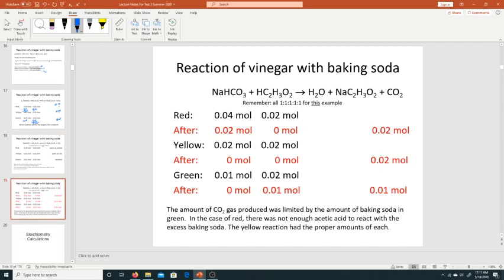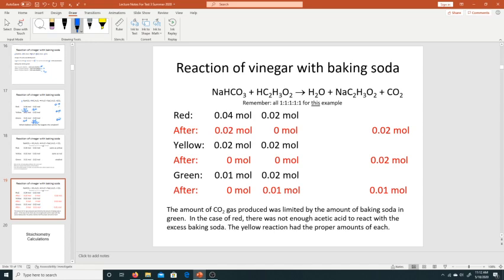And this shows exactly the same thing. The amount of CO2 gas produced was limited by the amount of baking soda in the green balloon. In the case of the red balloon, there was not enough acetic acid to react with the excess baking soda, and the yellow reaction had the proper amounts of each. So in yellow, we actually have what we know as a stoichiometric amount of each reactant, because they both ran out at the same time, leaving 0 moles left over. But you can see from this example that the number of moles is what matters the most, not the number of grams. But we're always going to go from grams to find the number of moles of each, and then to figure out how that's going to relate to one of the products.